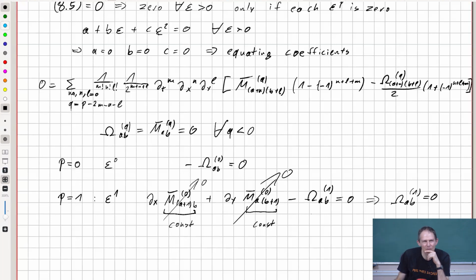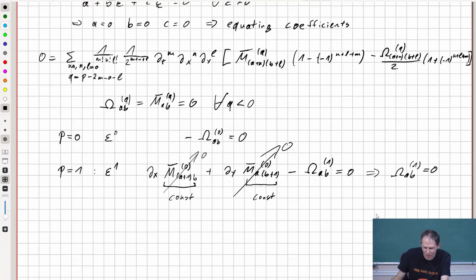Now when we start 10, so okay, 2 hours I still have. Okay, so maybe not very amazing. Go on. P equals 2. So the equation for epsilon to second order.